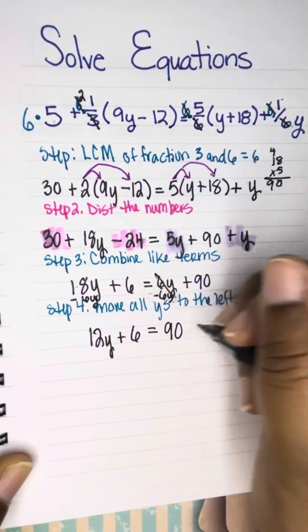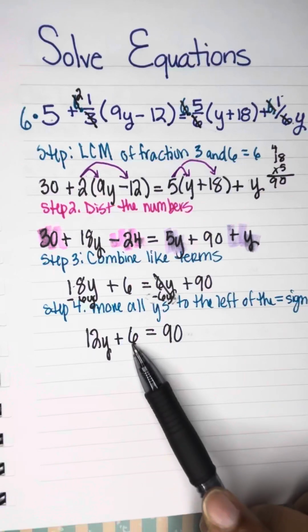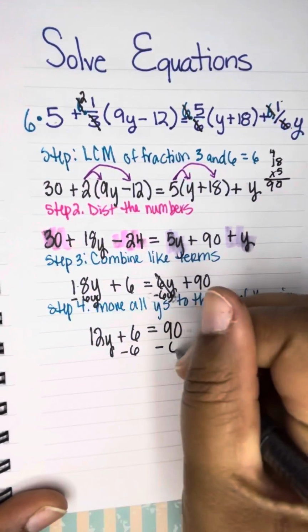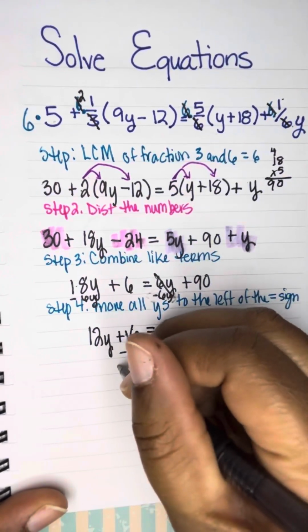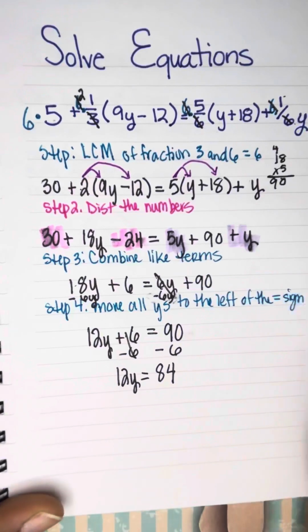Okay. Next thing I have to do is I have to move this positive 6 to the other side. Well, I'm going to do that by minusing 6 to both sides. And I get 12y equals 84.